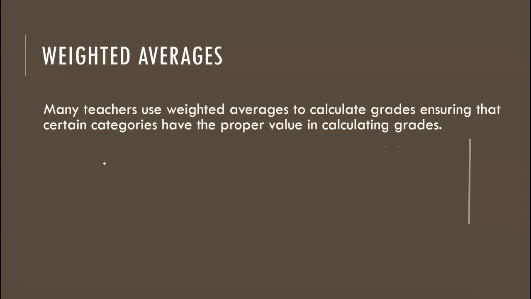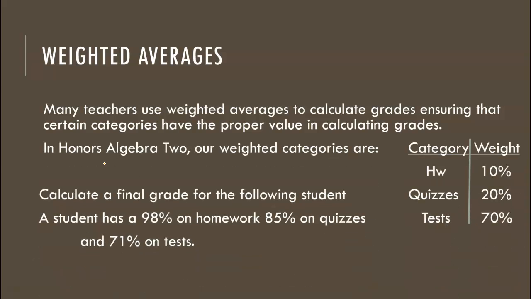Weighted average is the third topic in this assignment. And a weighted average is what I would use to calculate your grade in here. As a matter of fact, in Honors Algebra 2, 10% of your grade comes from homework, 20% of your grade comes from quizzes, and 70% of your grade comes from tests. Now that might sound like a lot, but that's what you also get to redo in class. We have the checkpoint A's and checkpoint B's, and that's a big part of your grade.